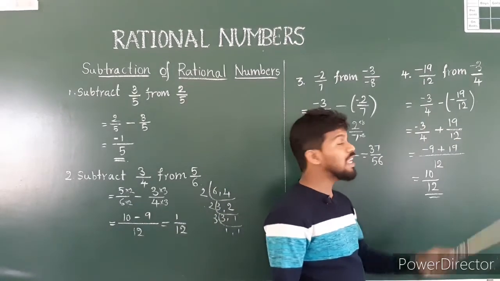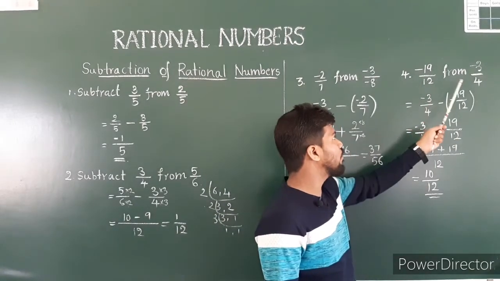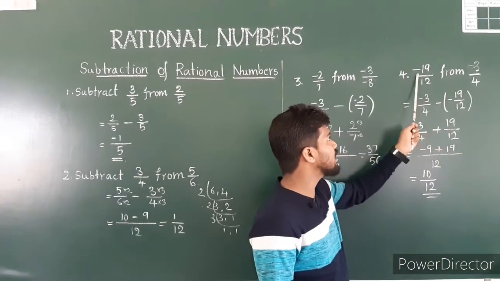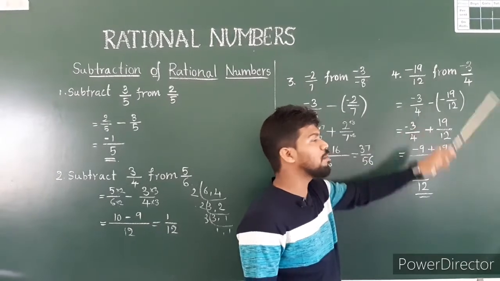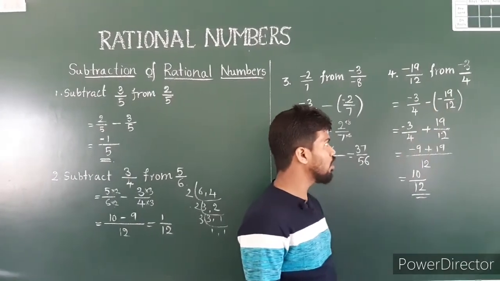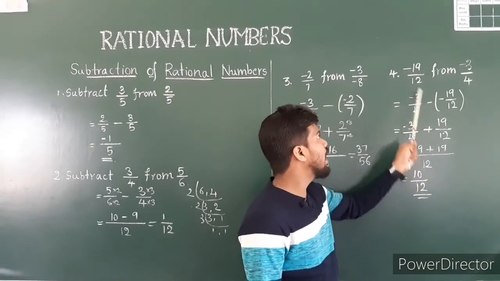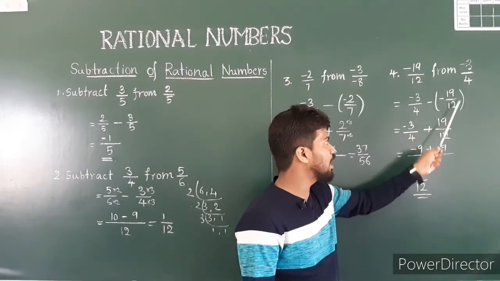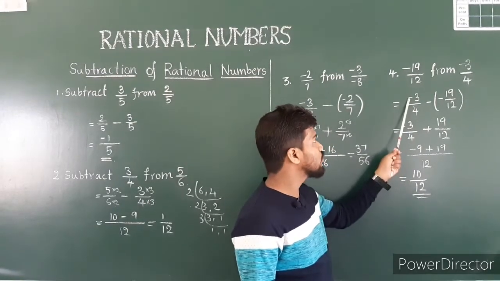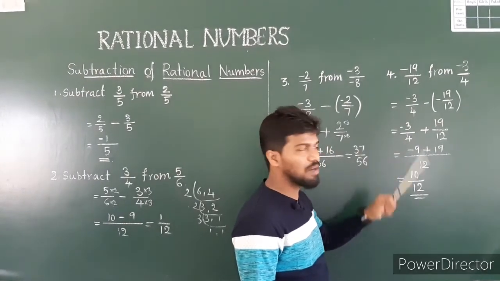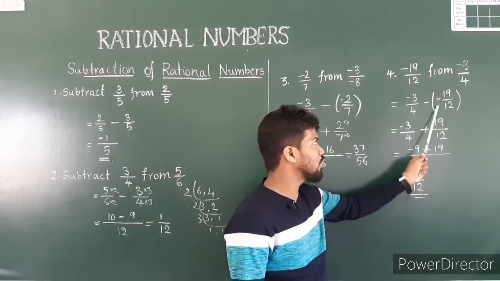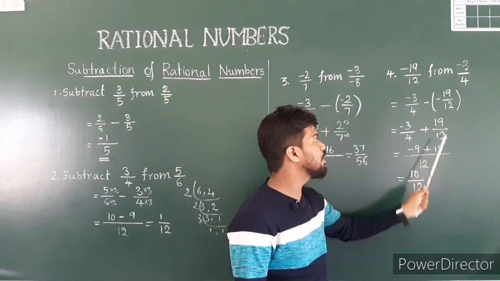Fourth one. Subtract minus 19 by 12 from minus 3 over 4. So write minus 3 by 4, minus for subtraction, and the first number minus 19 by 12. So minus 3 by 4 as it is. Here you have minus and minus, so minus into minus is plus, 19 by 12.